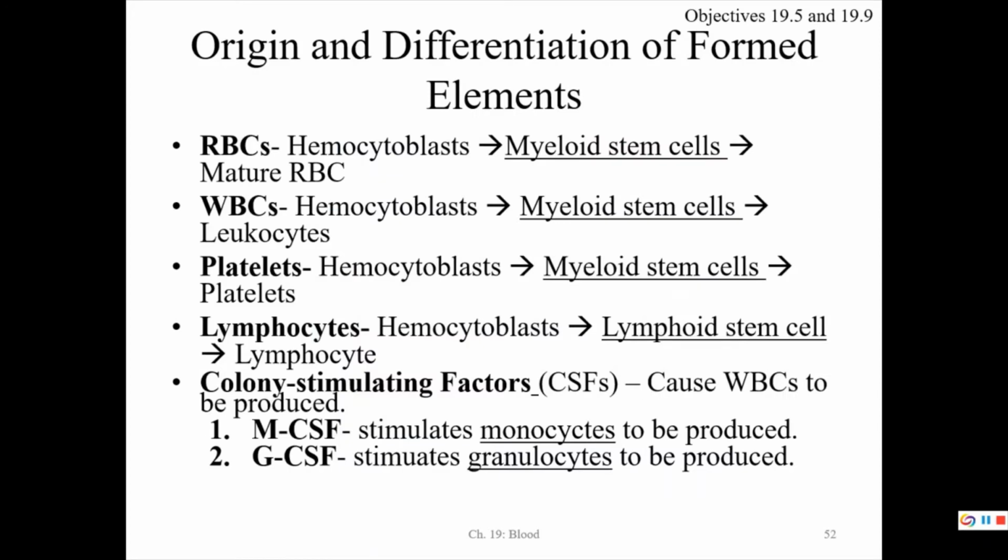Now, RBCs, white blood cells, platelets, lymphocytes, all come from a hemocytoblast. And remember, myeloid stem cells are in the cell lineage of everything but a lymphocyte. Lymphocytes use lymphoid stem cells to produce the lymphocytes. Everything else uses a myeloid stem cell.